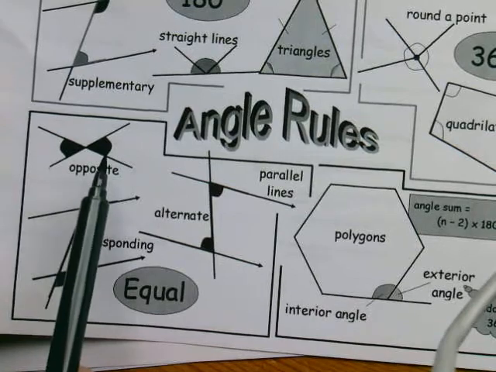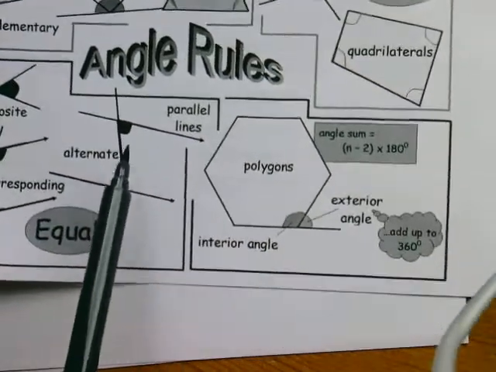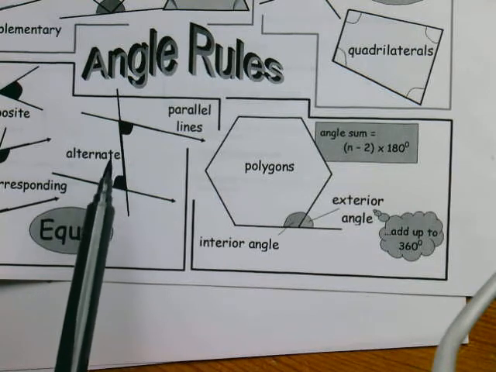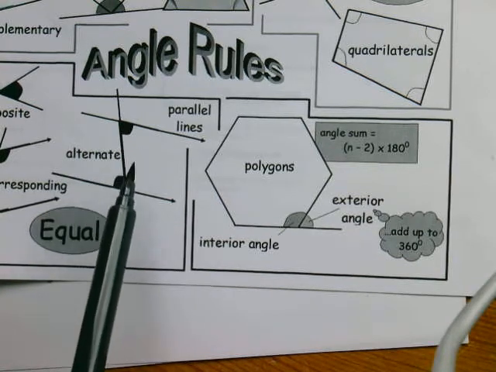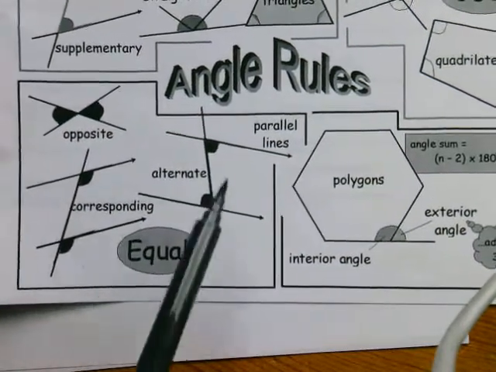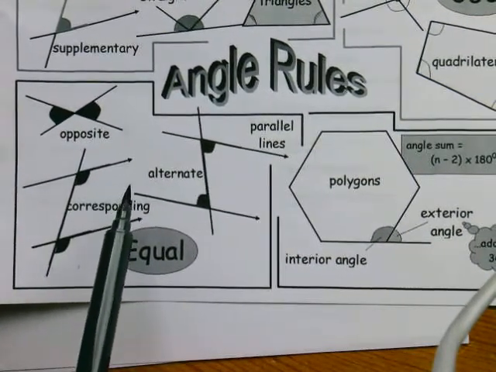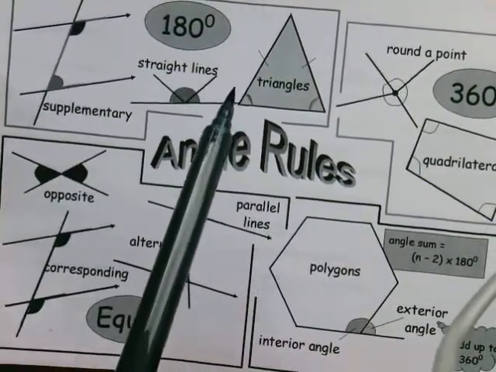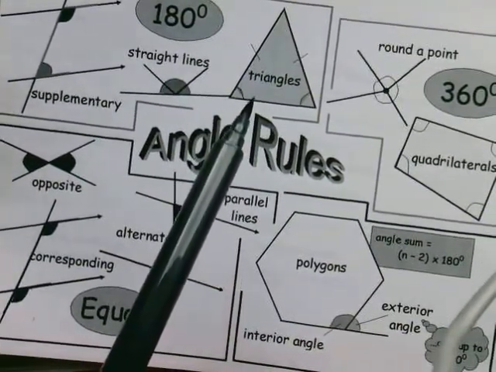Vertically opposite angles are always equal. Alternate angles, which are on the alternate side, like a Z symbol, are always equal. And these three angle rules apply to parallel lines. Okay, and we've got other angle rules here with regard to straight lines and isosceles triangles.